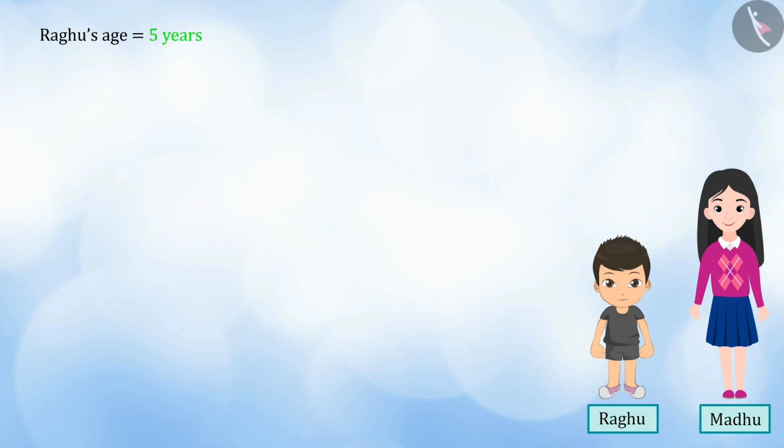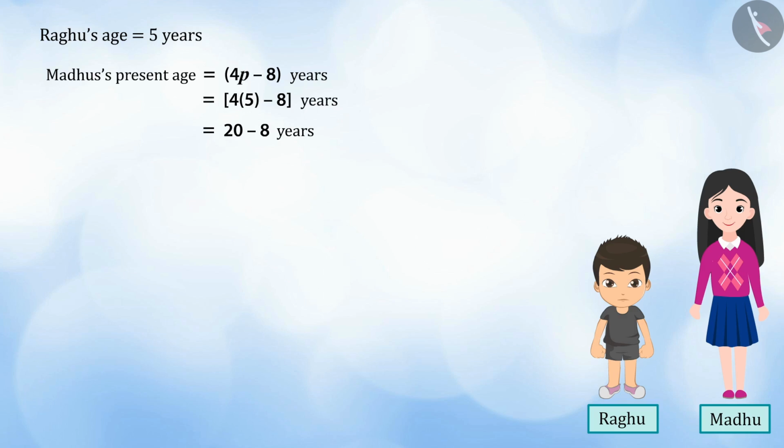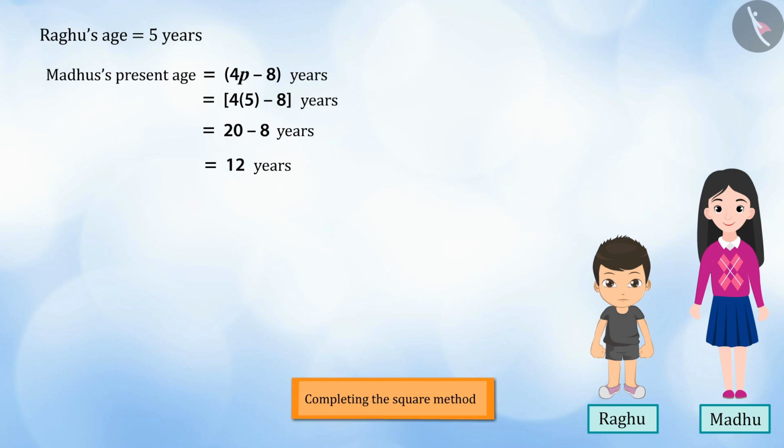Thus, Raghu's age will be 5 and Madhu's age will be 12 years. The method which we have used to find the age of Raghu and Madhu is called completing the square method.